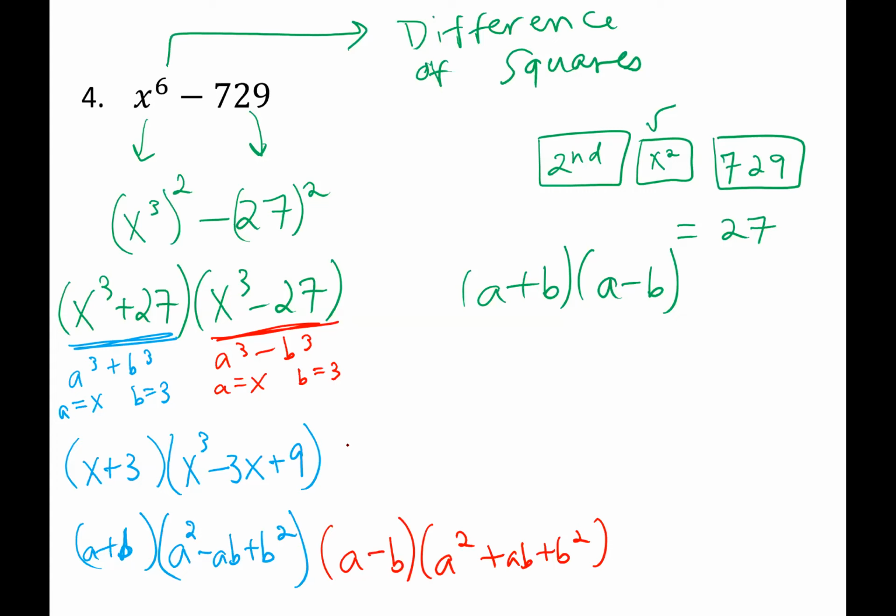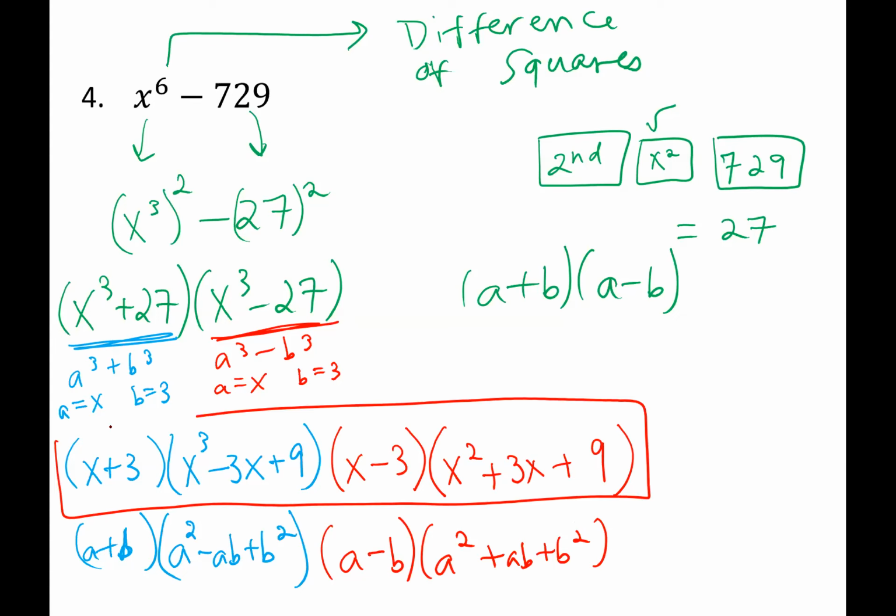So instead of a minus b, we're going to write x minus 3, in new parentheses. Instead of a squared, we will write x squared plus a times b, that's x times 3 or 3x, plus 3 squared, which is 9. So there you go. We did it. I think that's the longest problem. It starts off so short though, doesn't it? x to the 6 minus 729.